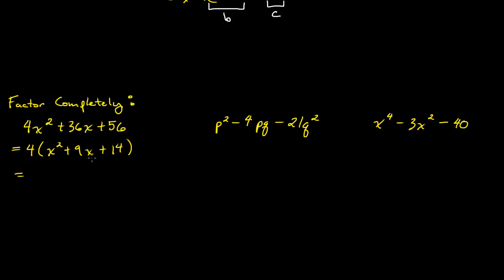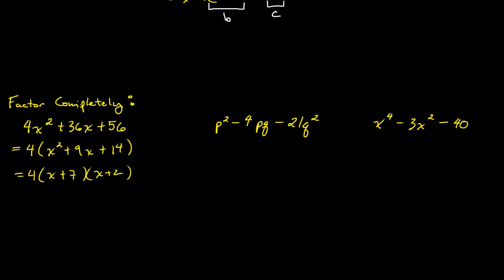Now the trinomial inside these brackets does have a coefficient of 1 beside x squared. So I can find two numbers that multiply to 14 and add to 9. Those two numbers are 7 and 2. So this factors to 4 times (x plus 7) times (x plus 2).